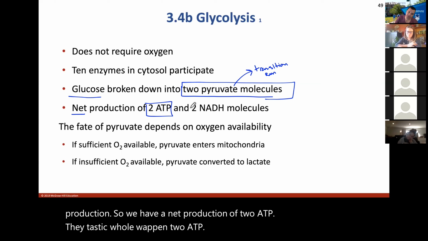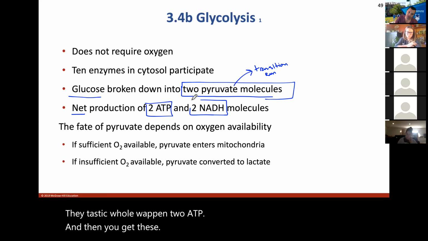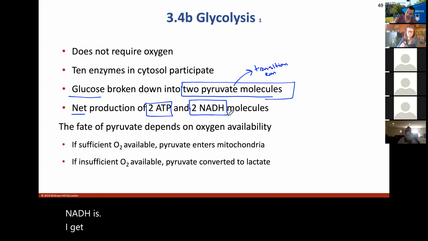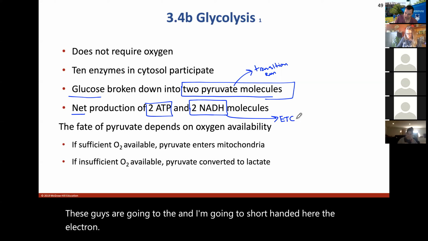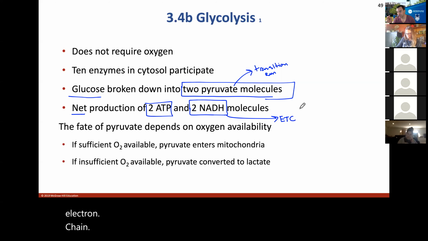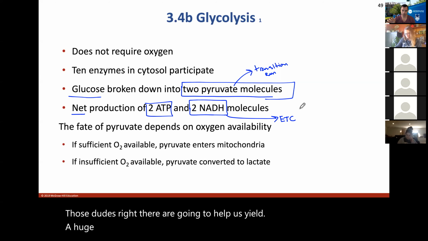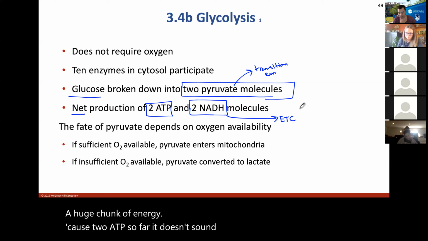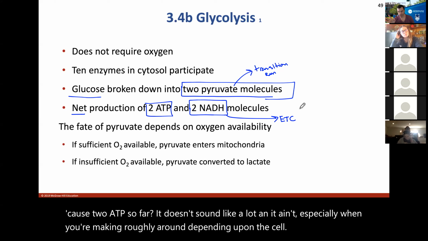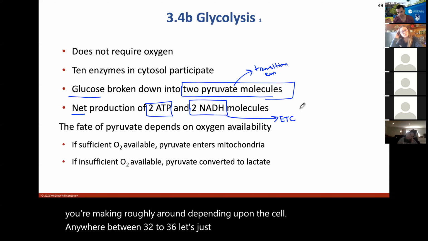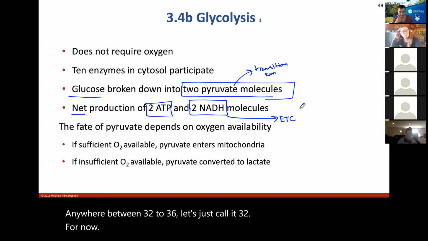And then you get these NADHs. I get 2 molecules of NADH. These guys are going to the, and I'm going to shorthand it here, the electron transport chain. Those are going to help us yield a huge chunk of energy. Because 2 ATP so far doesn't sound like a lot, and it isn't, especially when you're making roughly, depending upon the cell, anywhere between 32 to 36. Let's just call it 32 for now. Making 32 ATP.